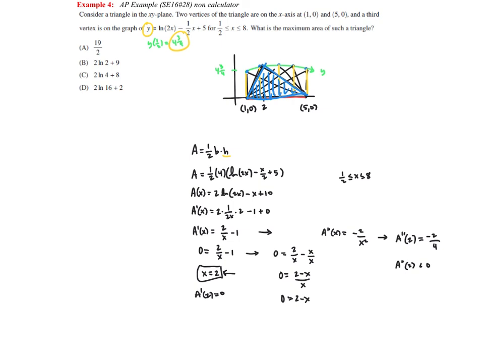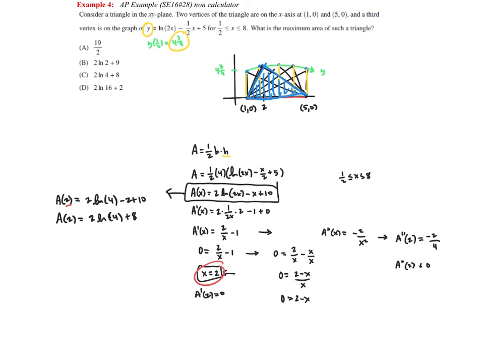So it asks for the maximum area, not just what x value maximizes the area. Therefore, I'm going to go back to my area function, right about here, and plug in a 2. That 2 comes directly from this 2. Since x equals 2 maximizes the area, I'm going to plug in a 2. So it'd be 2 ln of 2 times 2, which is 4, minus 2 plus 10. So A of 2 would equal 2 ln of 4 plus 8.